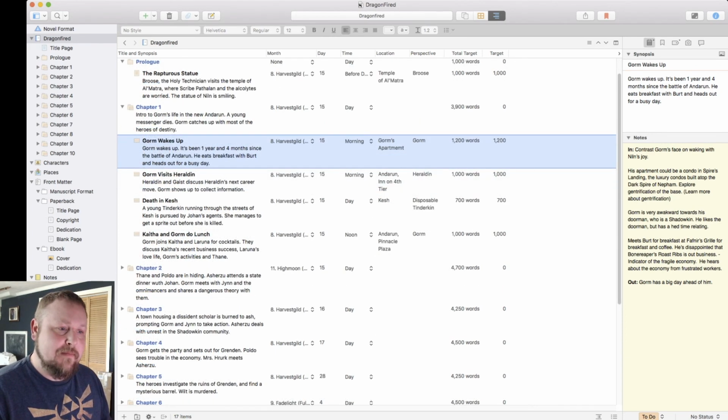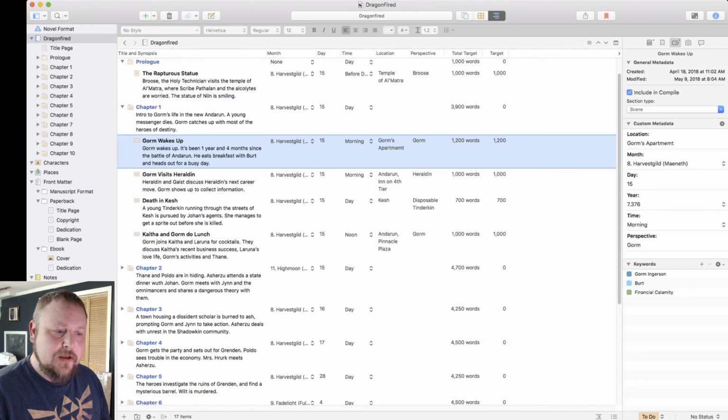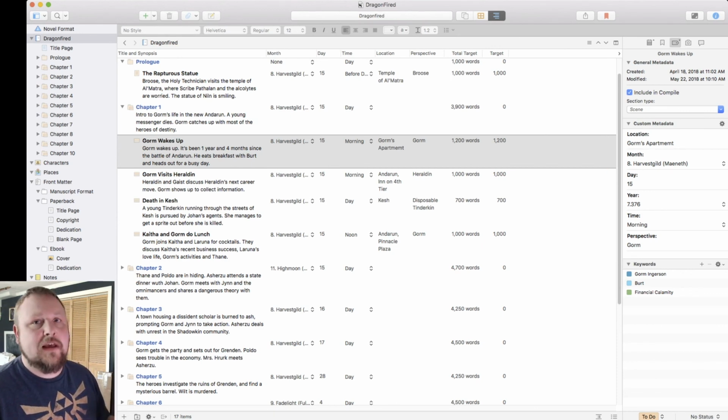And while I'm at it, I'm baking in this additional metadata. You can see over here you have custom metadata like the location and stuff like that, but you can also add keywords. So I've got a whole list of keywords here that I can apply to any scene, and I do to track things like where are characters showing up. Like this is a scene with Gorm Ingerson and Bert in it. But I also track plot lines. Like they talk about how the economy is not doing so well in this opening scene over breakfast. So there's a financial calamity tag there. And then later on I can go in and look for the keyword financial calamity and see how I'm building that out and where it's going wrong. So that's where I'm at.